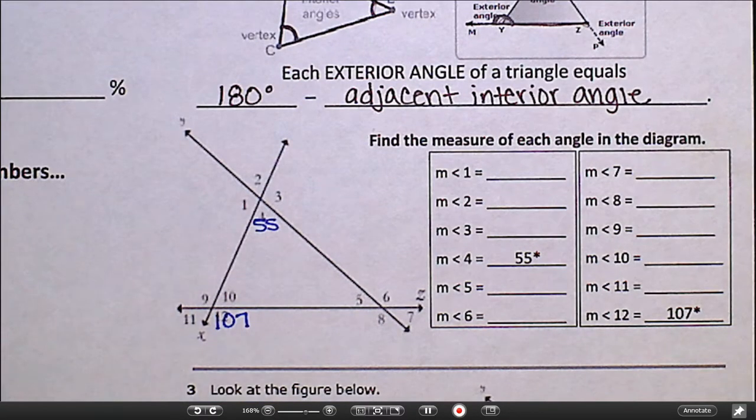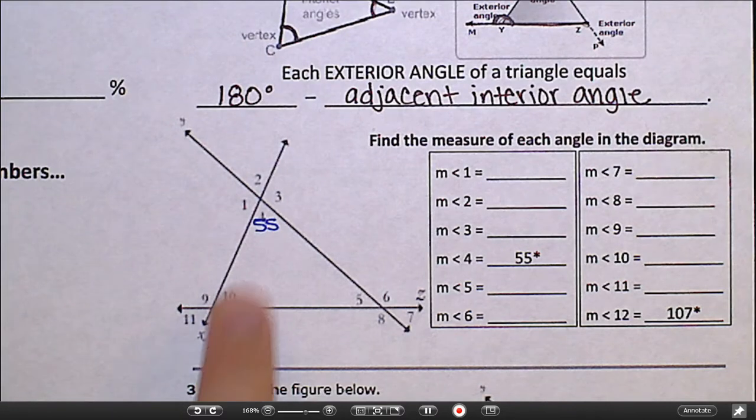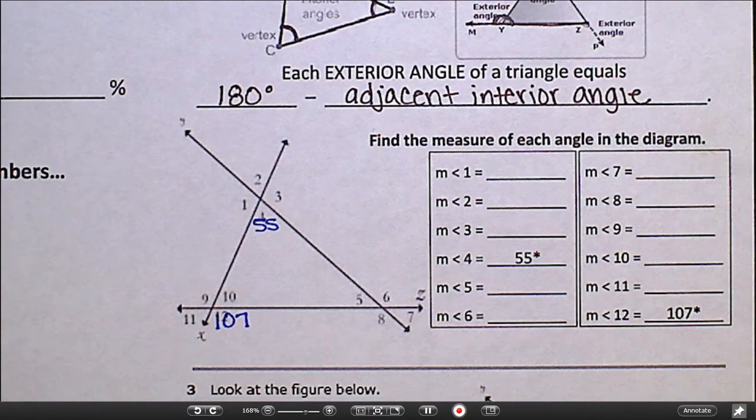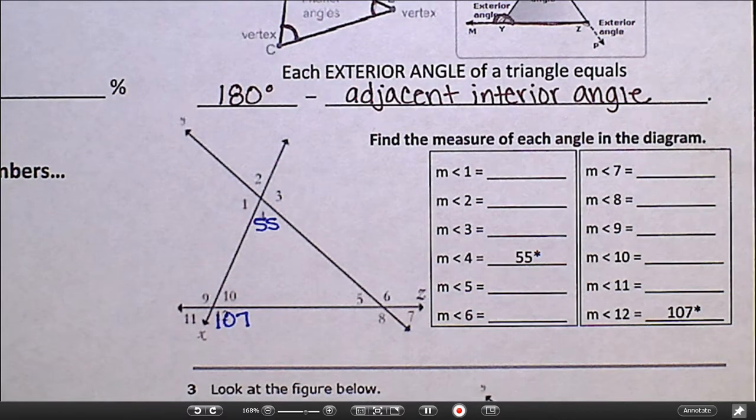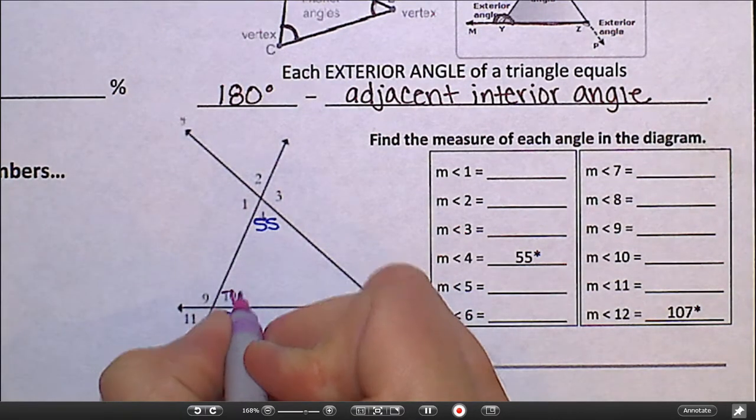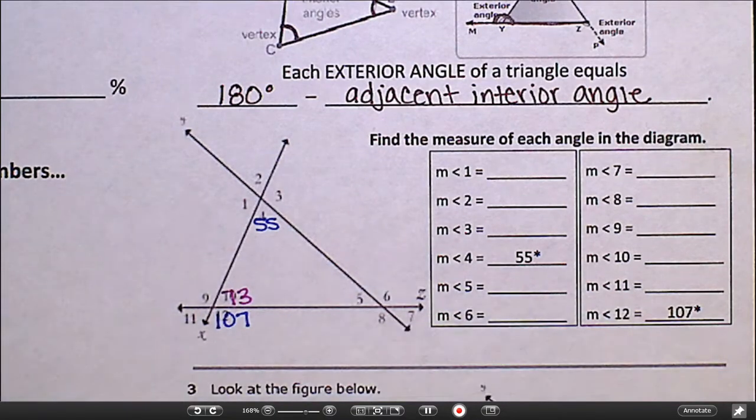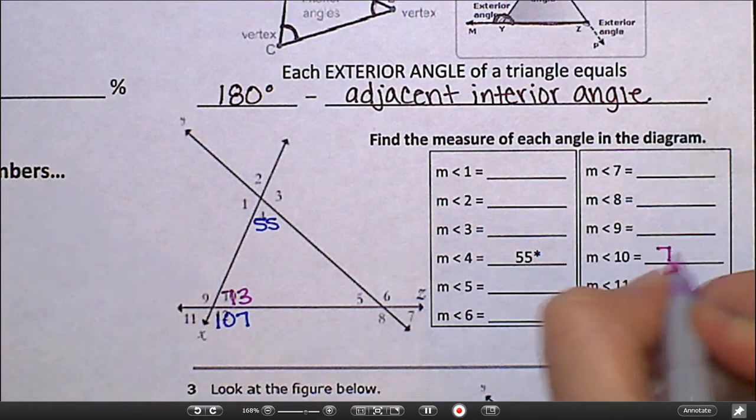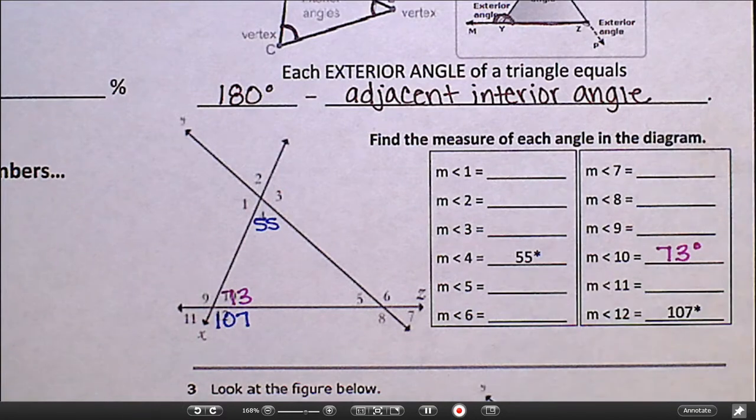So if we look on our calculator, that means that this angle plus 107 has to equal 180. So I'm just going to take 180 minus 107, and I get 73. So, boom. Angle 10 is 73 degrees. Go ahead and make sure you have that degree sign in your answers over here.